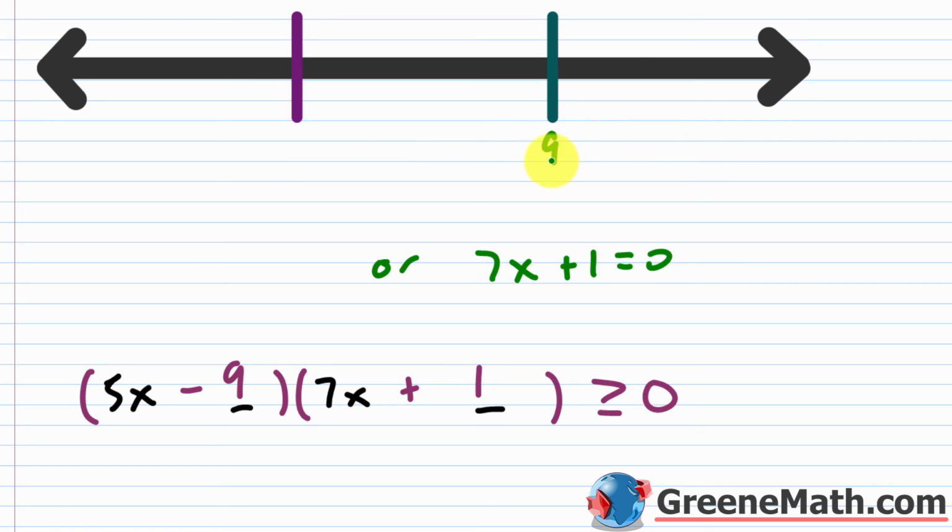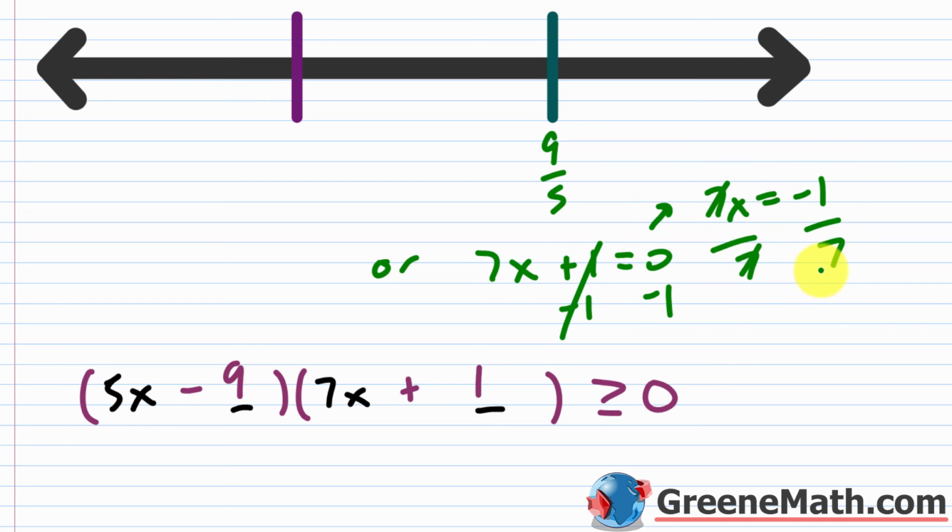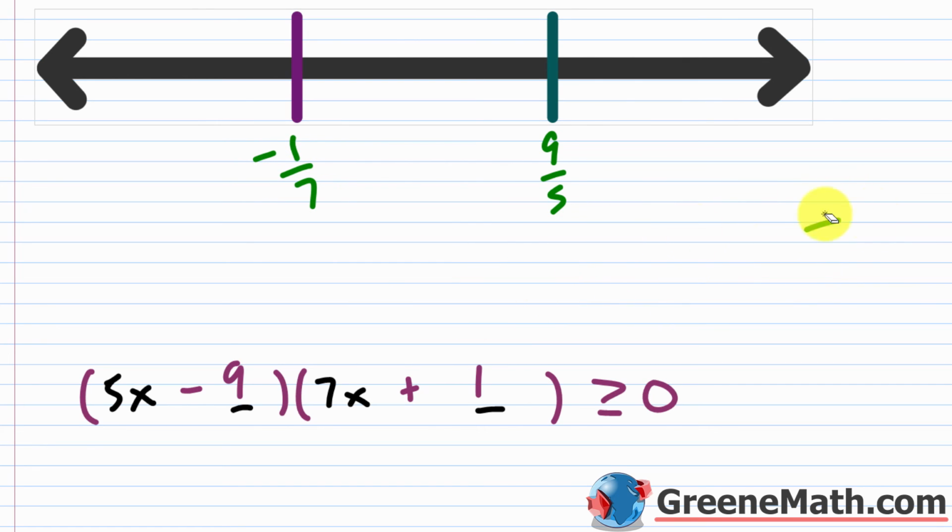And let me put 9/5 here. And then I'm going to subtract 1 away from each side here. This cancels. We're going to have 7x is equal to negative 1. Divide both sides by 7. You're going to get x is equal to negative 1/7. Okay. Let me get rid of this.